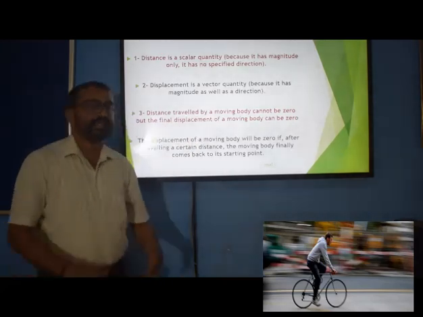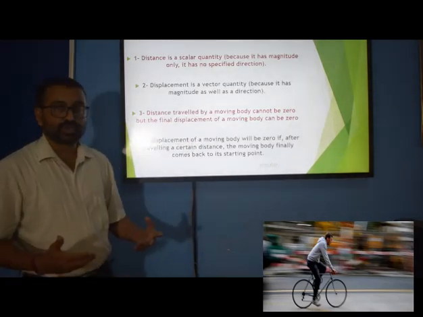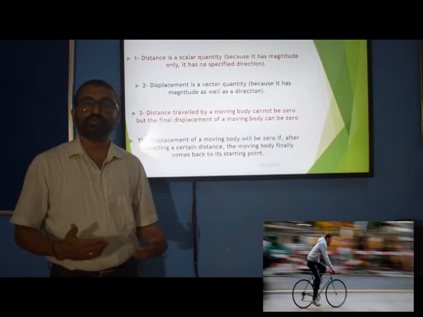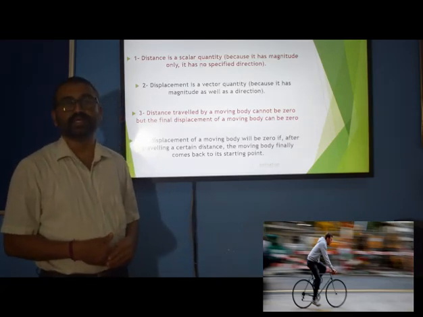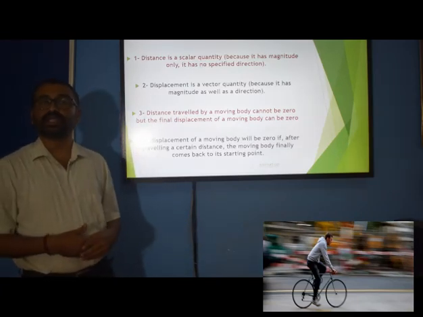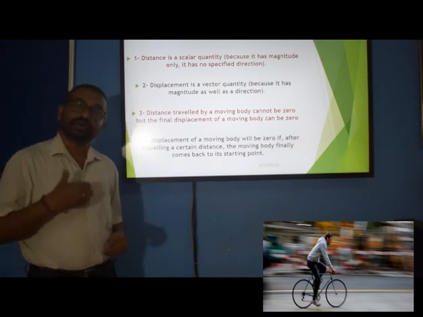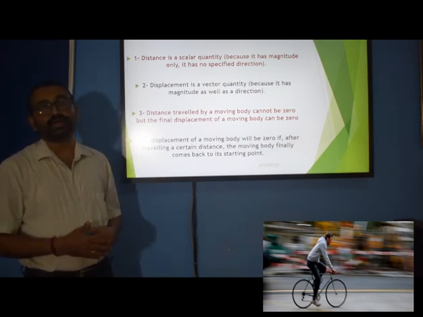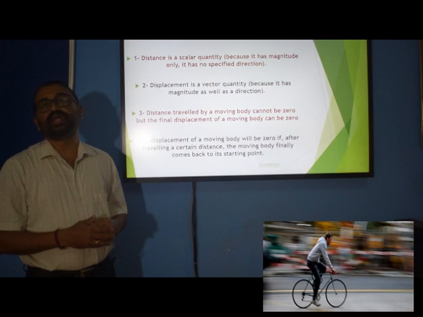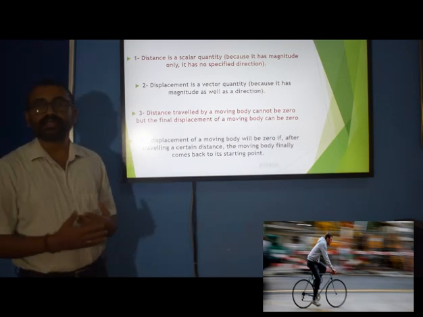Dear learners, imagine that you are going to a shop from your home, maybe around 5 kilometers. You are going to the shop, buying some grocery and coming back. Going to the shop, you cover 5 kilometers. Coming back again, you cover 5 kilometers. So in total you are covering 10 kilometers.